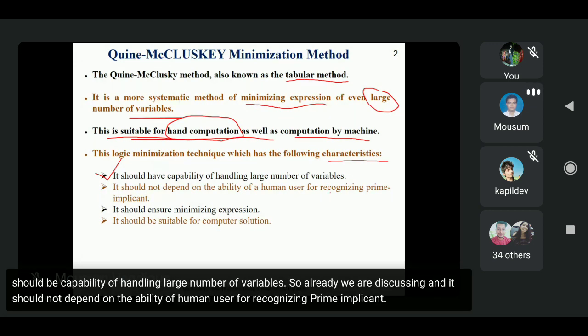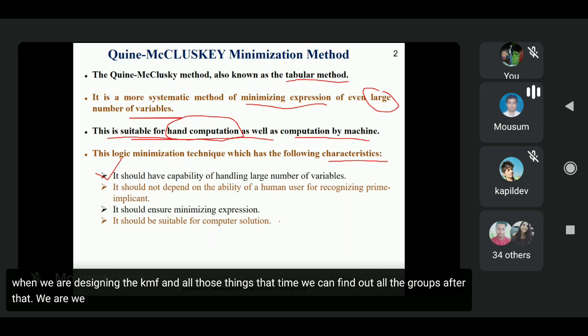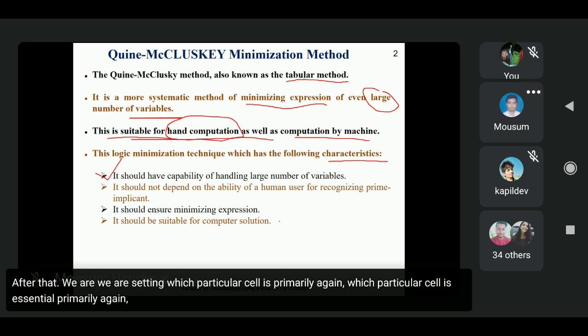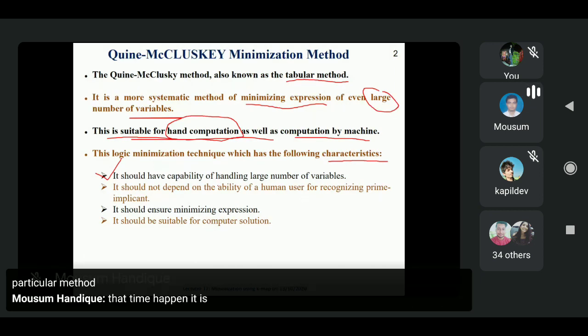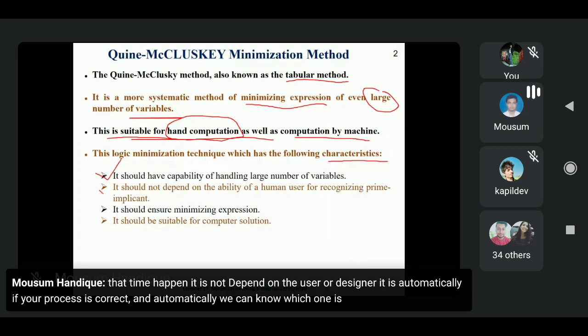When we are using the K-map, we find all the groups. After that we check which cell is a prime implicant and which is an essential prime implicant. So a lot of complexities come. But when we use this particular method, it does not depend on the user or designer. If the process is correct, then automatically we can know which one is the prime implicant. That is the advantage of this method.